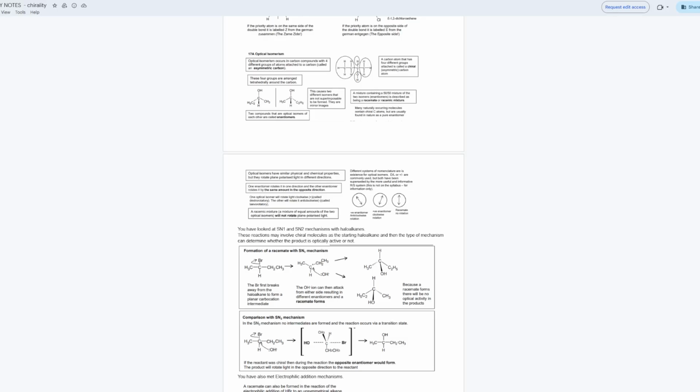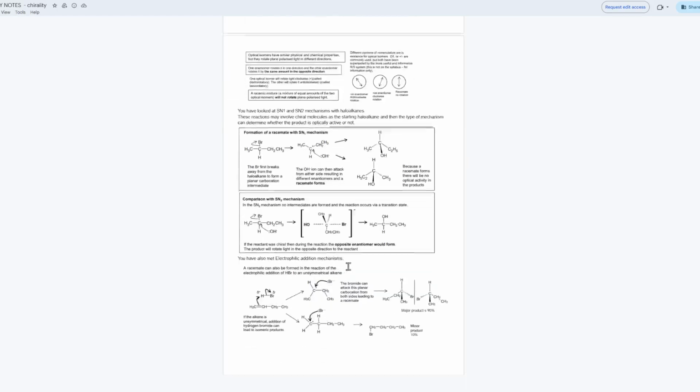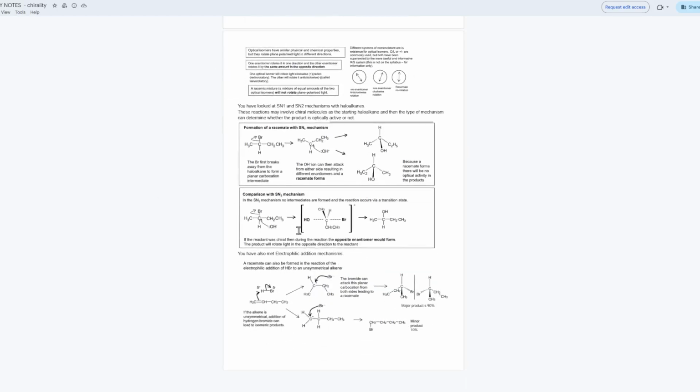You have looked at SN1 and SN2 mechanisms with haloalkanes. These reactions may involve chiral molecules as the starting haloalkane, and the type of mechanism can determine whether the product is optically active or not. It's not very long. I thought it was going to go on, but there are some more specific mechanisms that probably will be asked of us.